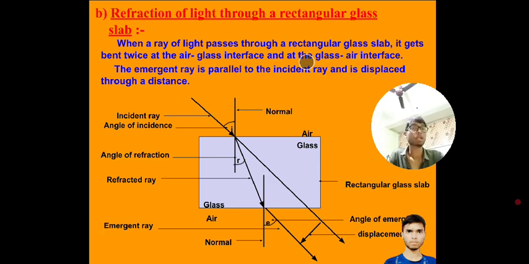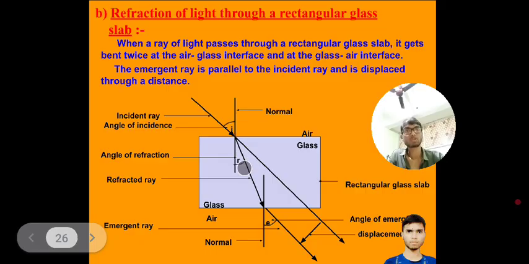When a ray of light passes through a rectangular glass slab, it gets bent at the air-glass interface and at the glass-air interface. The emergent ray is parallel to the incident ray and is displaced through a distance. What is happening?